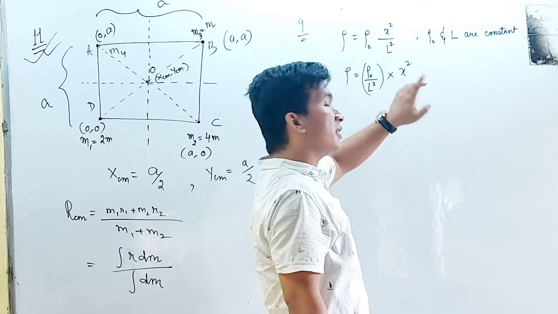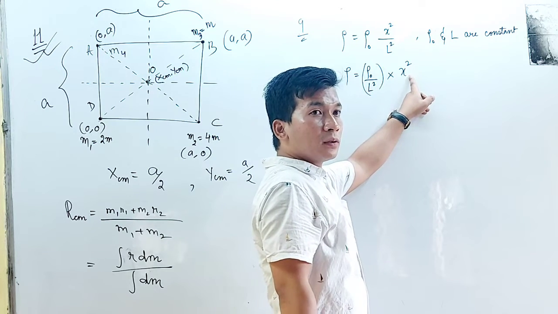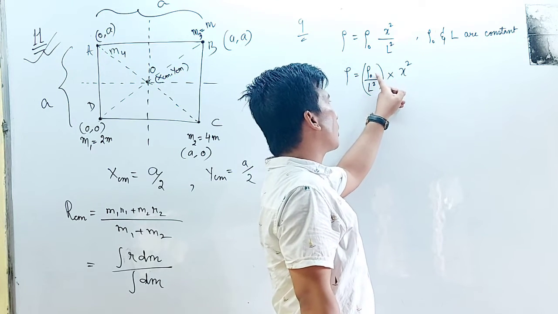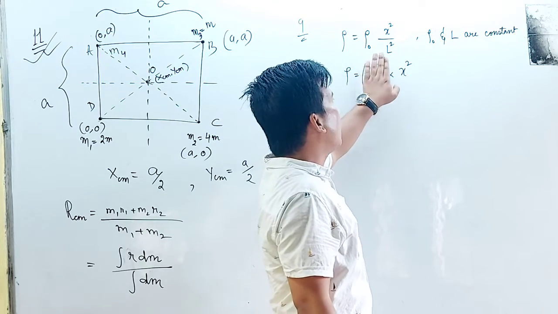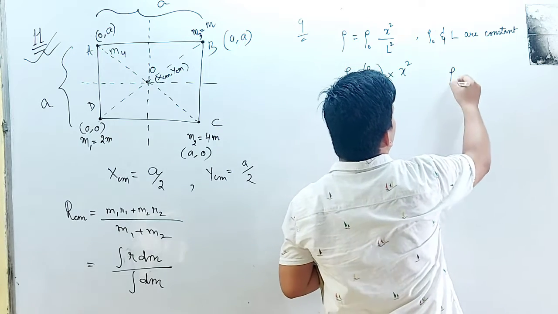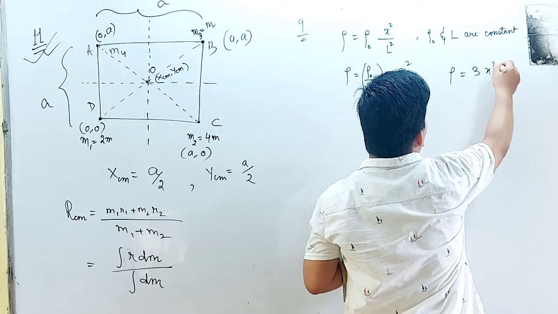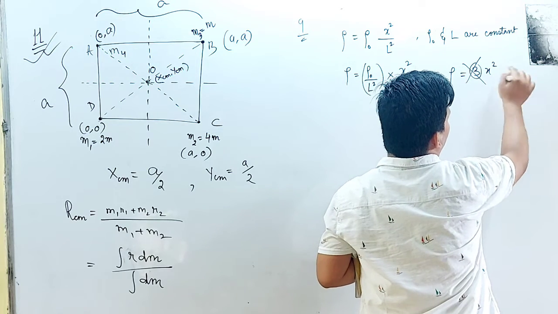The density value changes, it depends only upon x. What about your rho naught? What about L square? These are fixed. This is your simple concept: rho is equal to 3x square, where 3 cannot be changed, so we can put the value of x equal to 1.